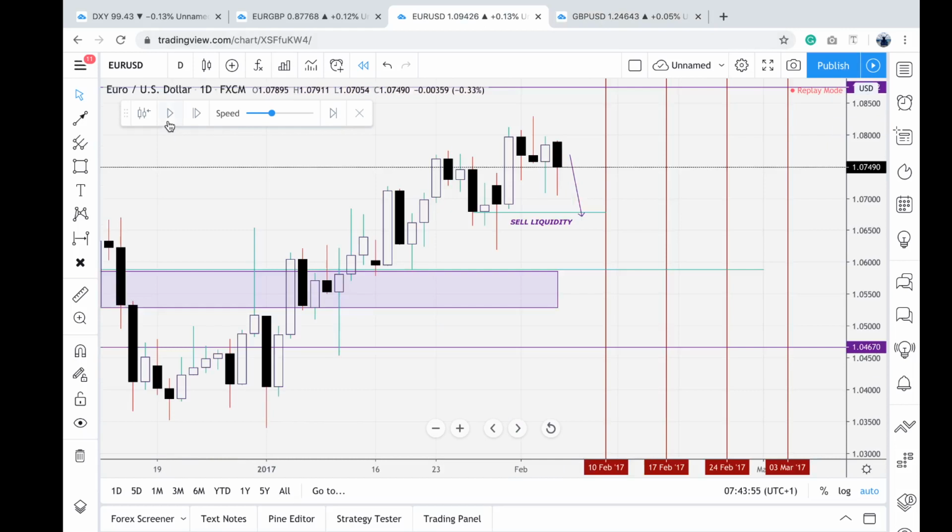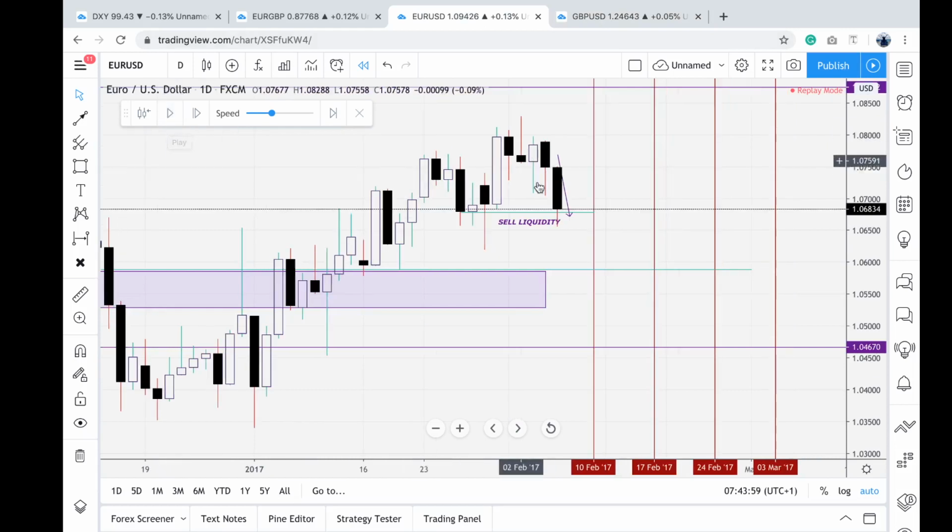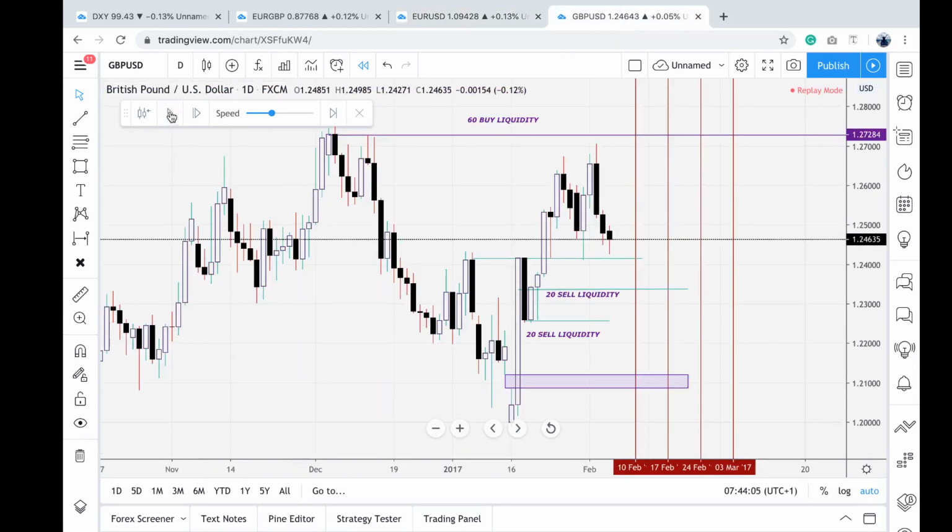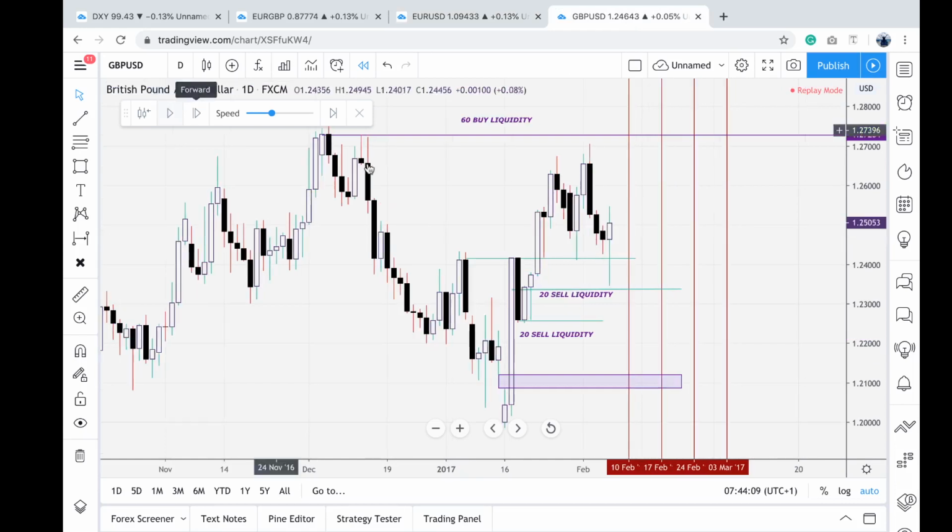So let's see what euro dollar actually did. All right, so euro dollar met our sell side liquidity as we wanted to see. Perfect. British pound, we're staying out of this. British pound for Tuesday's price action. All right, so price traded through and came to our sell liquidity.